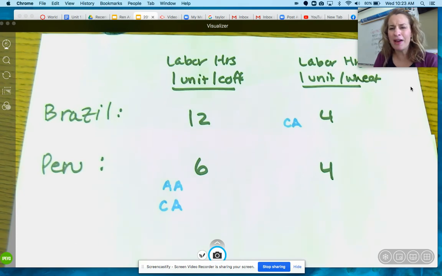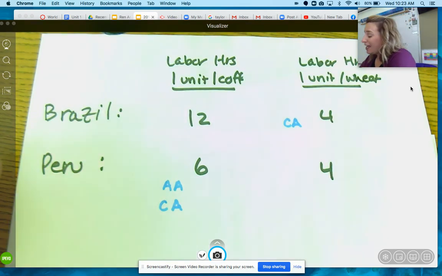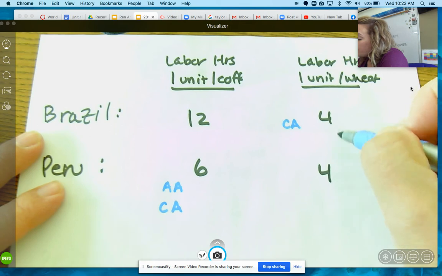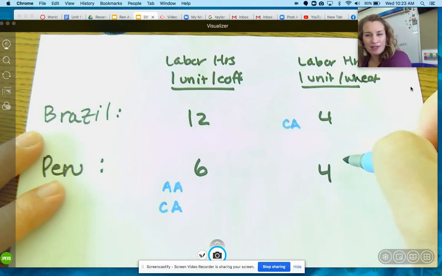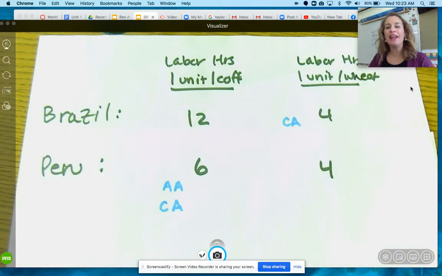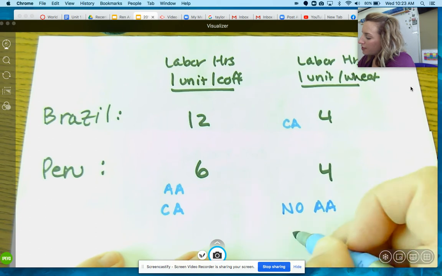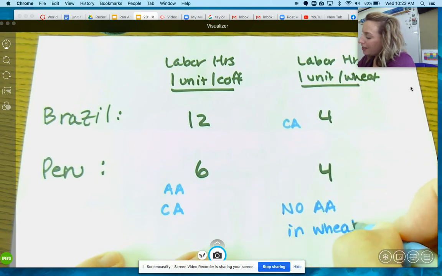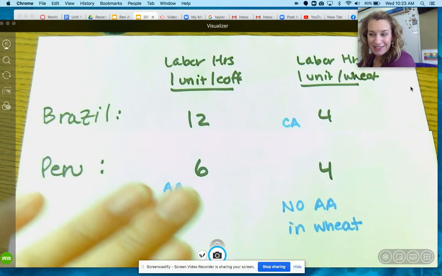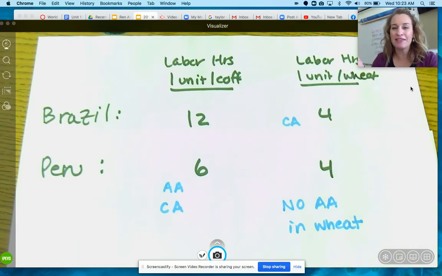Who has an absolute advantage in wheat? Well, no one. So if you take a look at this, both of these countries are taking 4 hours to make 1 unit of wheat. Neither nation does it more efficiently or quicker than the other. So there's no absolute advantage in wheat. And I kind of love it when this happens because it makes the answer choices that much easier to narrow down. So let's go back over to the question.